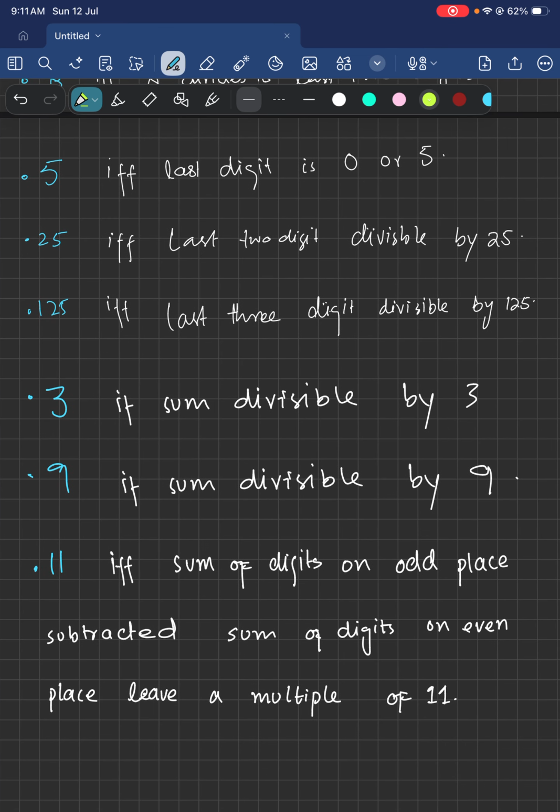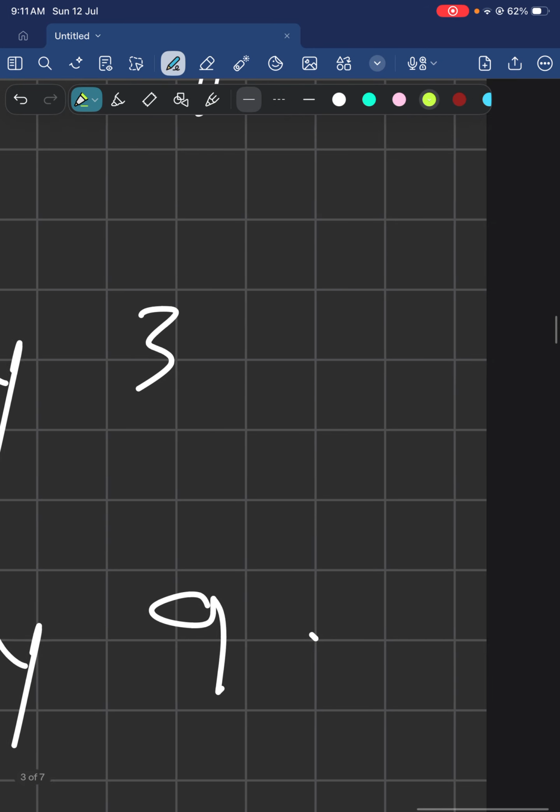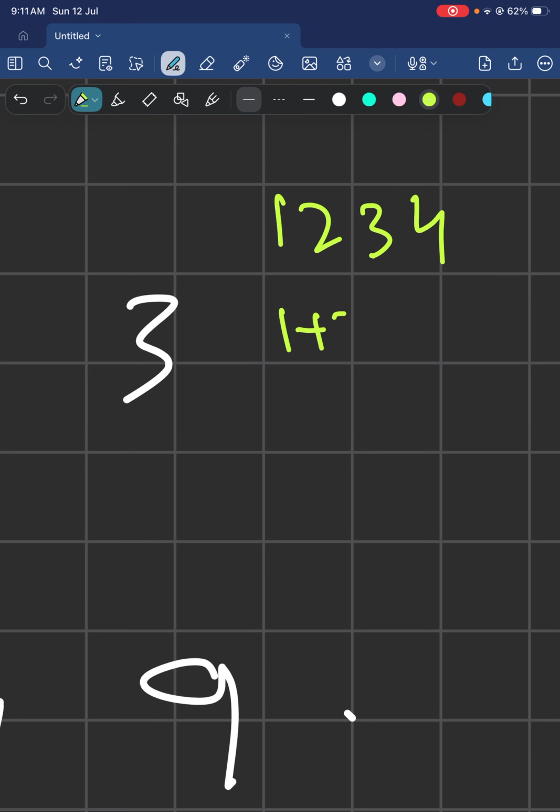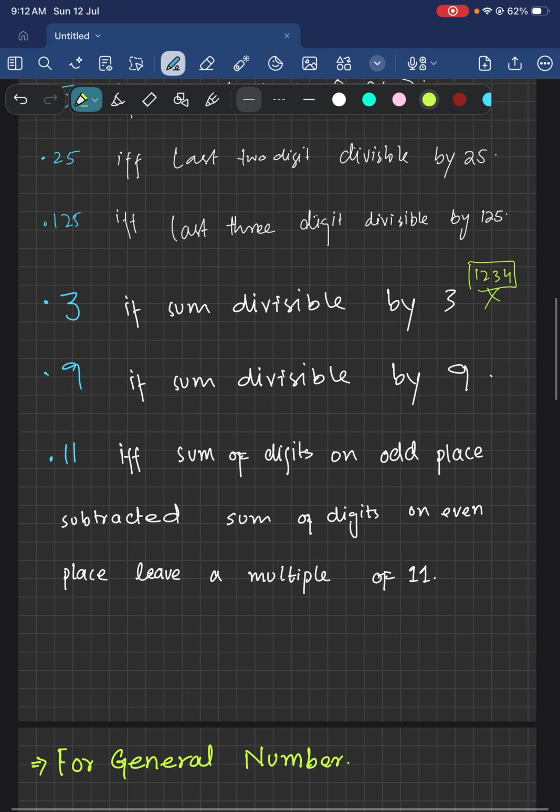For 3, if the sum of the digits is divisible by 3, then the whole number is divisible by 3. 1234, is it divisible by 3? The way you can check it is 1 plus 2 plus 3 plus 4. If the sum is divisible by 3, then this whole number is divisible by 3. The sum is 3, 6, and 10. 10 is not divisible by 3, therefore this number is not divisible by 3.